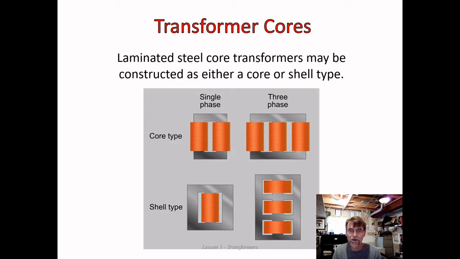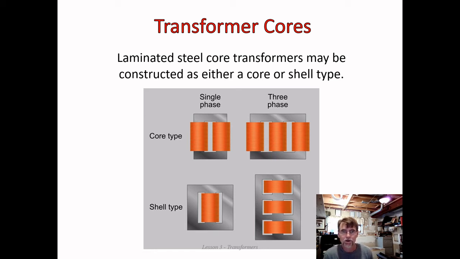Okay, so now in terms of the actual shape of the core, we've got many different options. If we look at the columns here, we've got single phase and three phase. We're going to eliminate the three phase conversation for a minute. That's, I think, lesson 5, three phase. We'll get back to that. We're going to eliminate that for the time being. Let's focus on the single phase, and we see that we have a core type and a shell type.